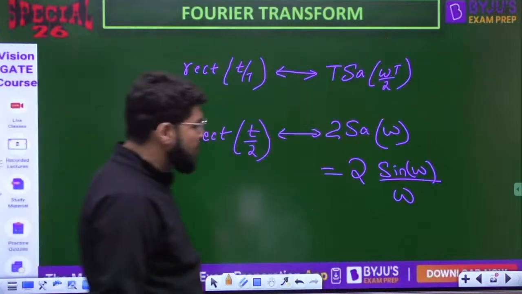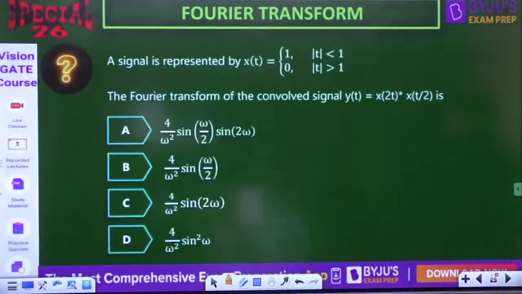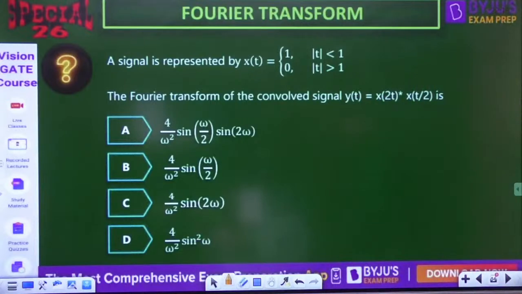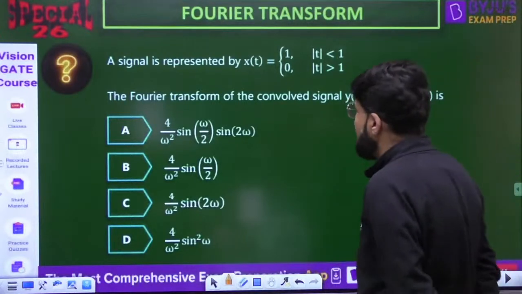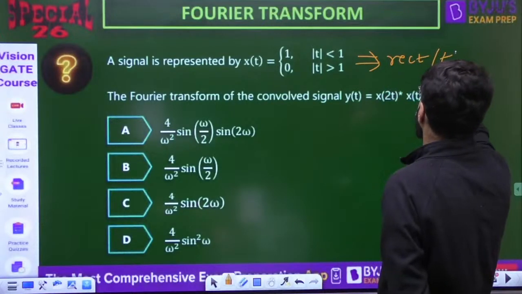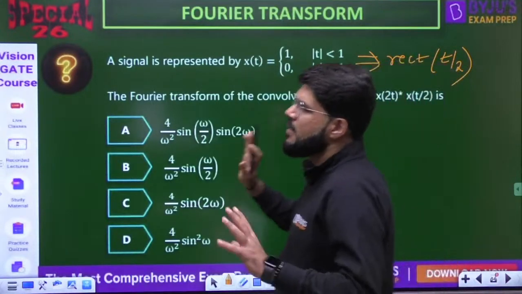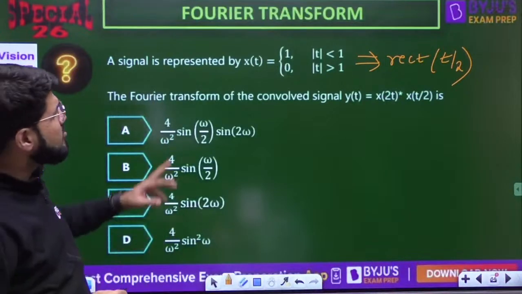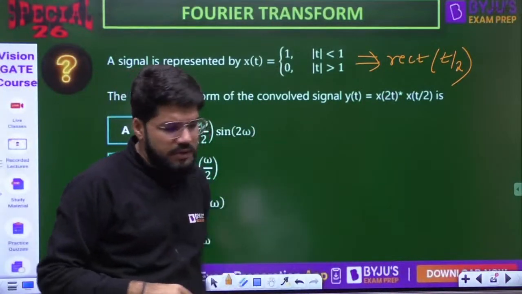Okay, good. Next question, here it is. A signal is represented by xt equal to 1 for mod t less than 1 and 0 for mod t greater than 1. Again, like I already explained, this is rect of t by 2. There can be multiple questions on rect t by 2, so be ready for it. Now what is the Fourier transform of the convolved signal x2t convolution xt by 2?